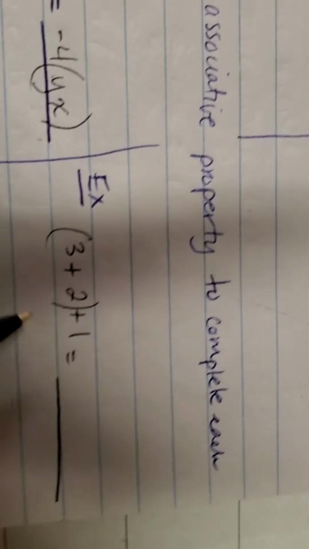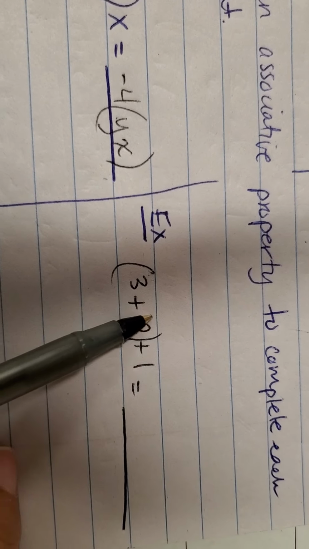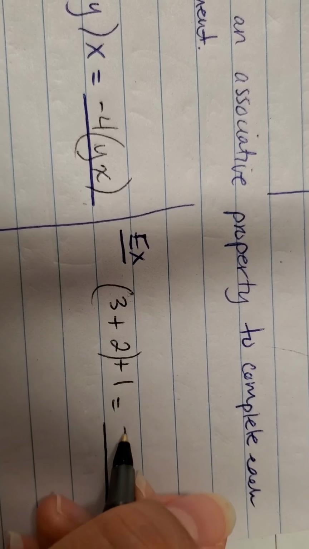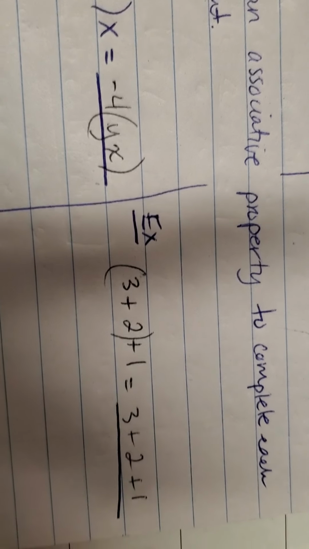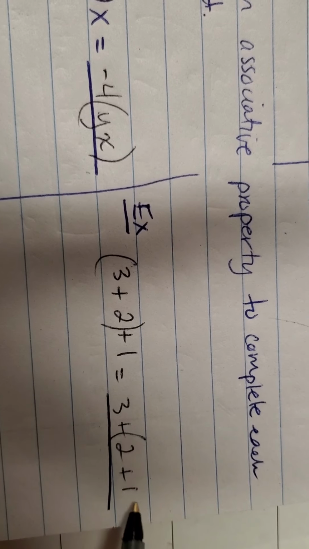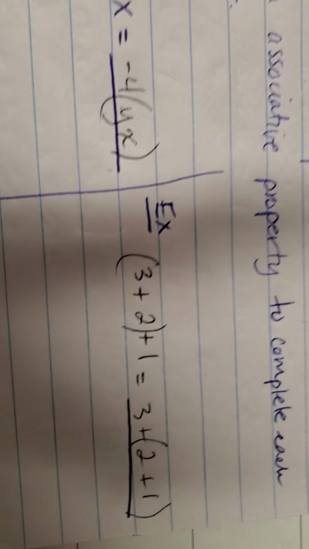Okay, so in this one, if I want to move the parentheses around, I can move it to these two. So let's do 3 plus 2 plus 1. So all the same numbers, but now we have, that right there.